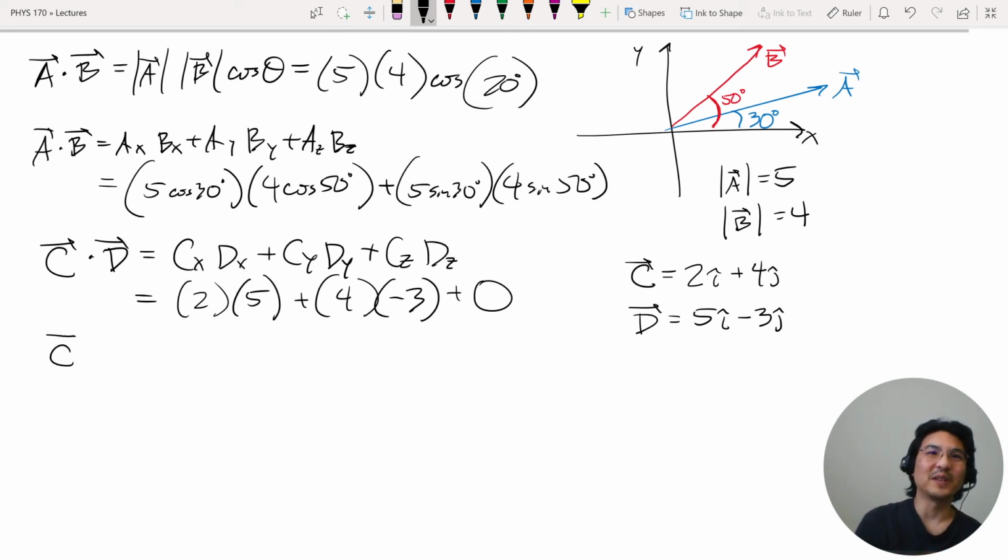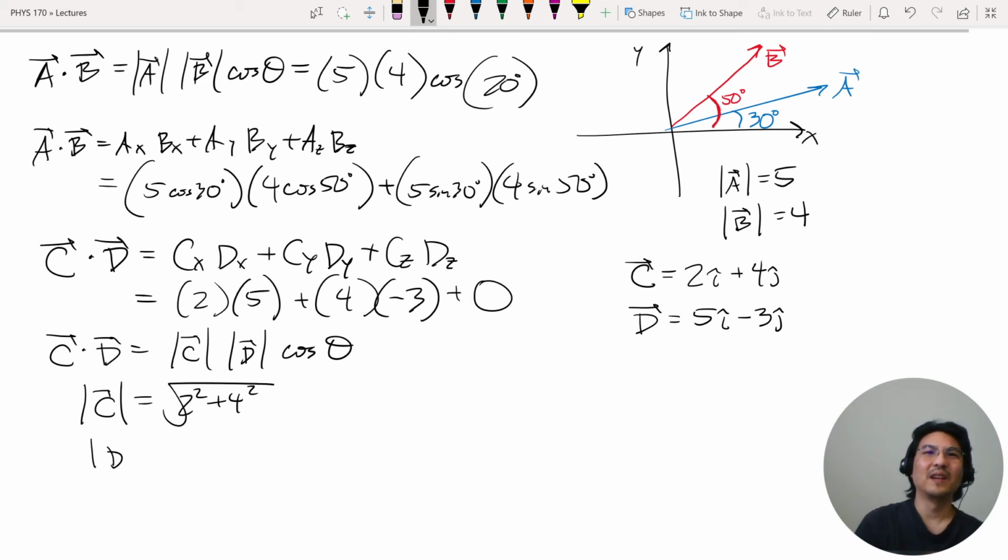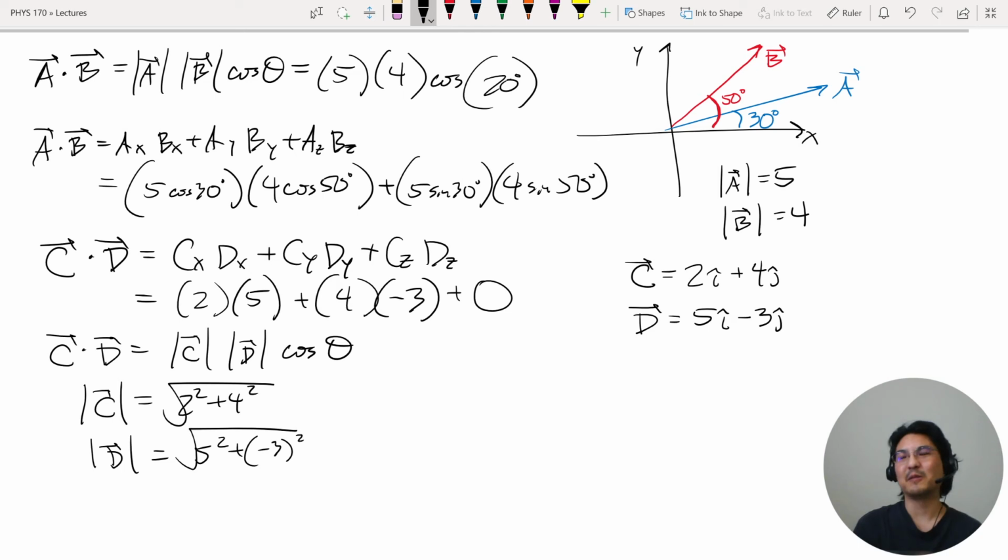Or if you wanted to, totally correct, you can go this way. This magnitude, cosine of the angle between them. What is that? I'll just write over here. The magnitude of C is the square root of 2 squared plus 4 squared. How about D? The square root of 5 squared plus 3 squared. Okay, that's no problem.